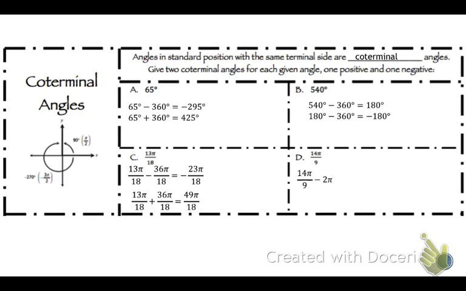Okay, this one, let's subtract 2 pi, so I have to get a common denominator of 9. So it's going to be 14 pi over 9 minus 18 pi over 9, which is negative 4 pi over 9. And let's add it. So we're adding 18 pi over 9, which is going to be 32 pi over 9. Okay?